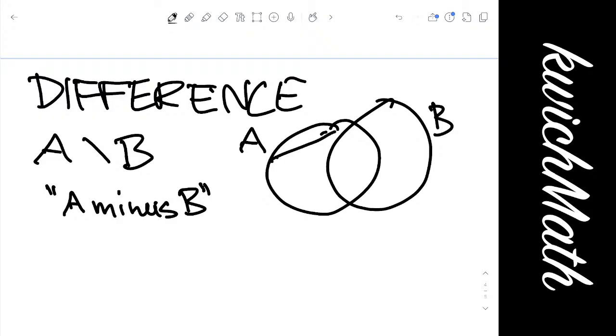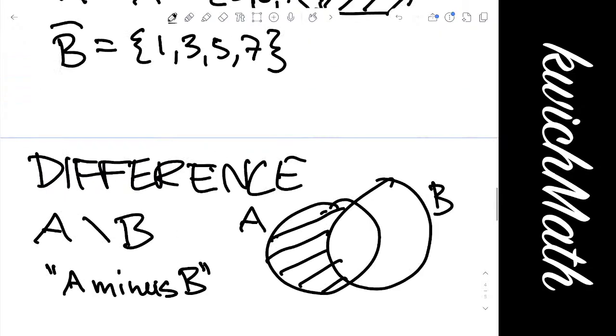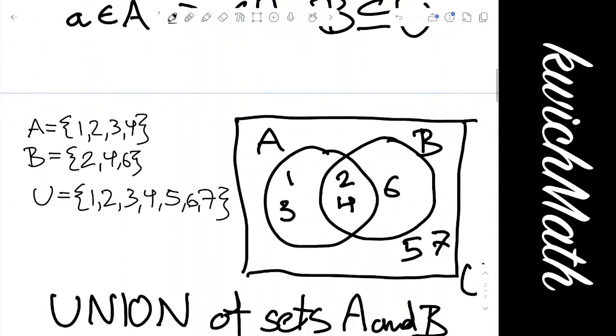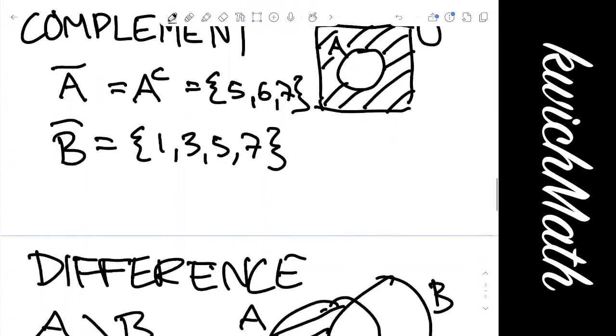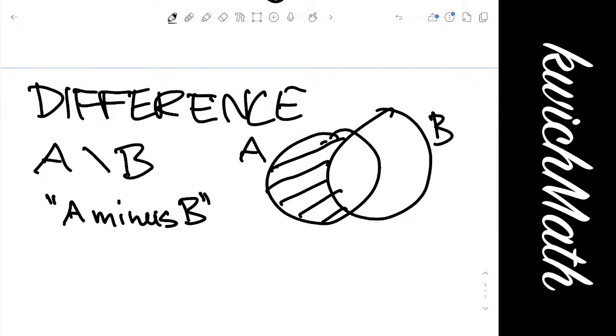So you can see it's everything that's in A, but you cut out the intersection. That's one way of saying it, right? So let's see, what would that be in our case? You can see here it's basically this moon shape to the left. It's the numbers 1 and 3, right? Because 2 and 4 are in B, they can't be part of this different set. In this case, A minus B is 1 and 3.